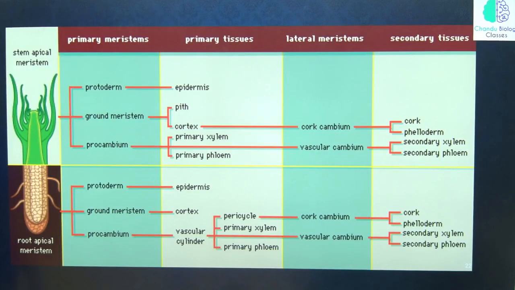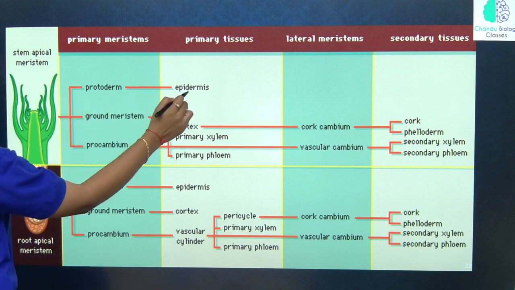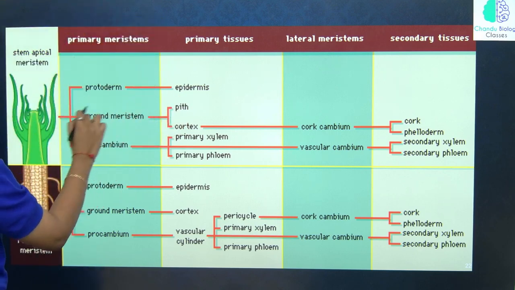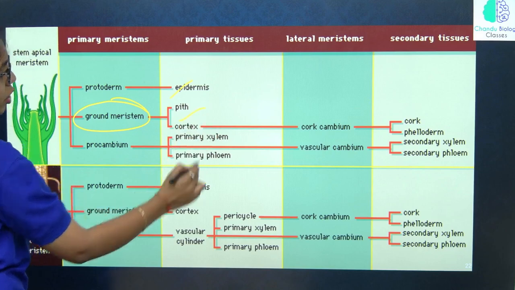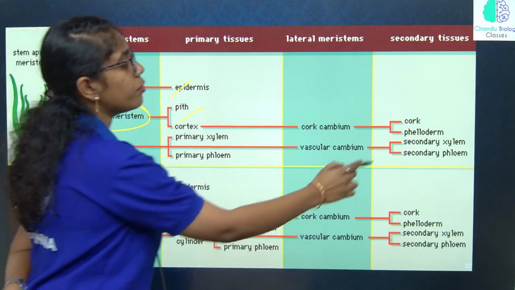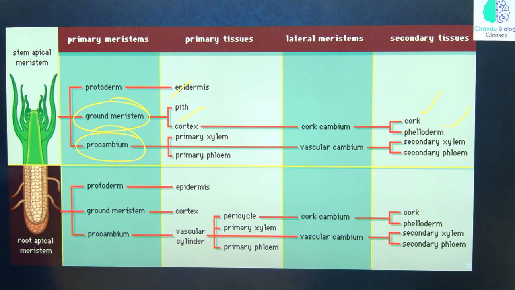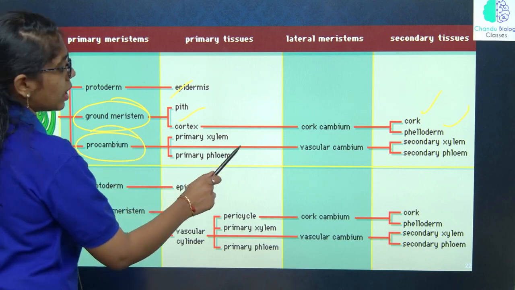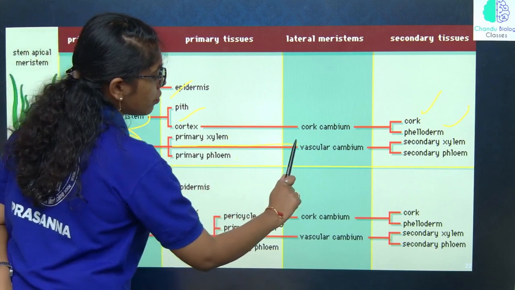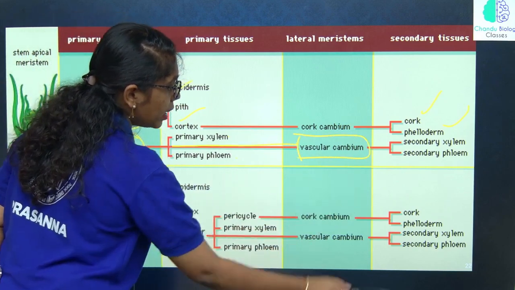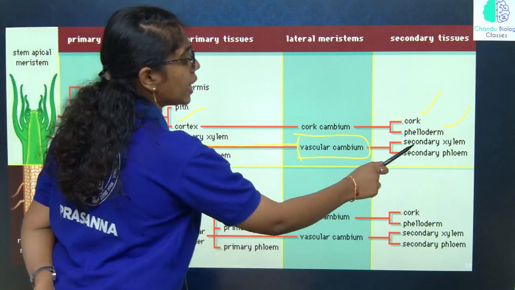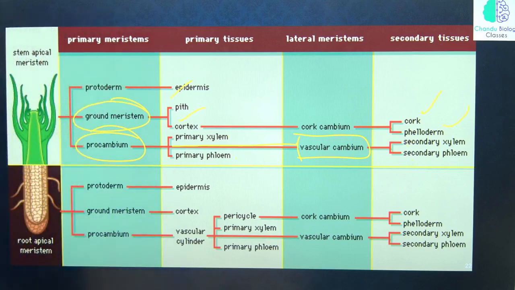Yes. Here, if you look into this diagram, protoderm will differentiate to epidermis, ground meristem will differentiate to pith and cortex, wherein cork cambium further forms cork and phelloderm. Procambium will differentiate to conducting tissues like primary xylem and primary phloem, which is further differentiated by vascular cambium into secondary xylem and secondary phloem.